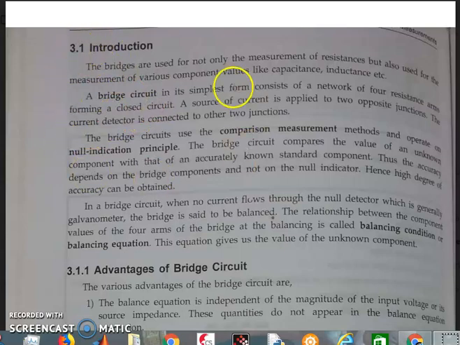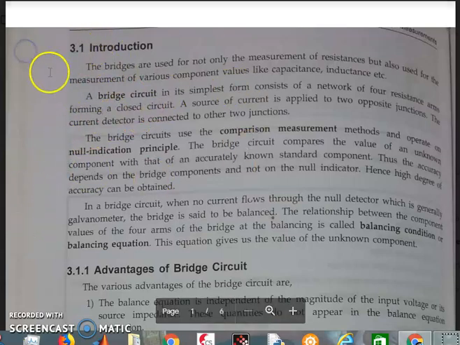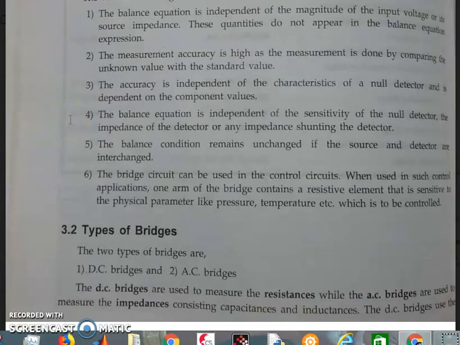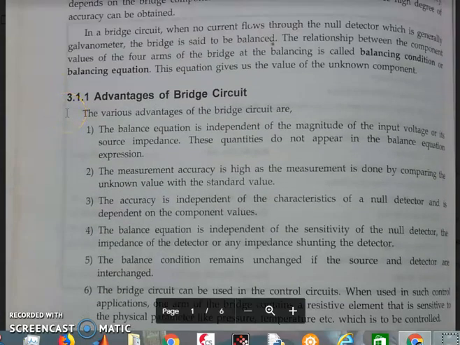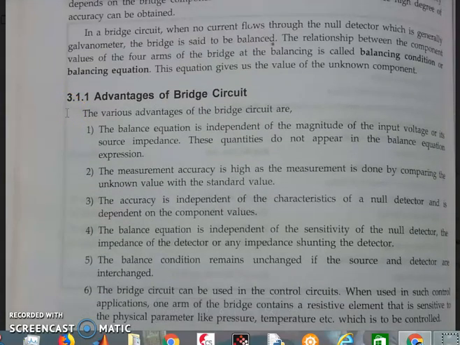Advantages of bridge circuits. There are various advantages of bridge circuits. First, the balance equation is independent of the magnitude of the input voltage or source impedance. Second, measurement accuracy is high, as the measurement is done by comparing the unknown value with the standard value.